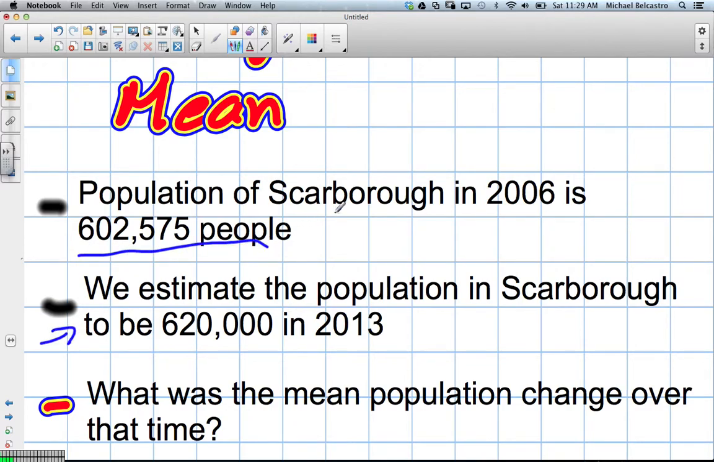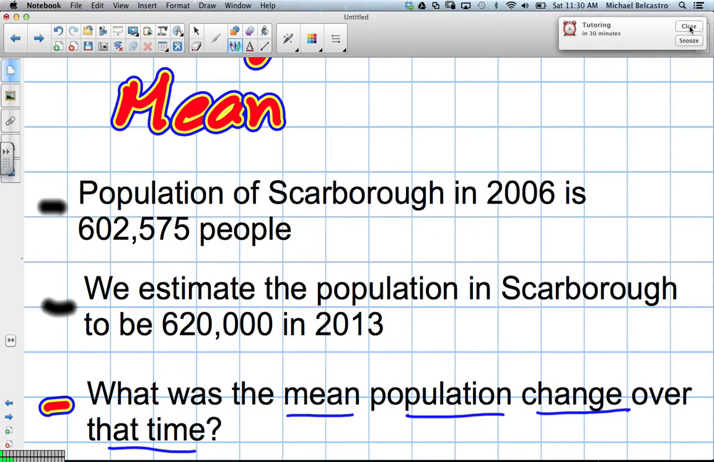We looked up on Wikipedia that in 2006, this was the population of Scarborough, right? And we decided to guess that the population increased, and we used a nice round number that we figured today in 2013, here's our new population at 620,000. Our question is, what was the mean population change over that time? Okay, so what are they talking about?